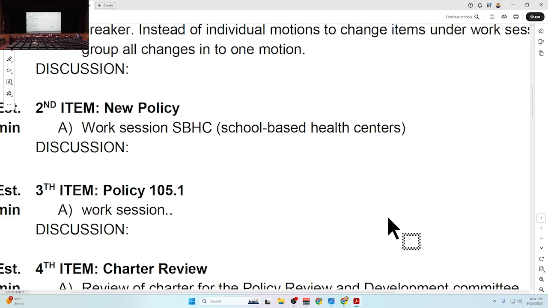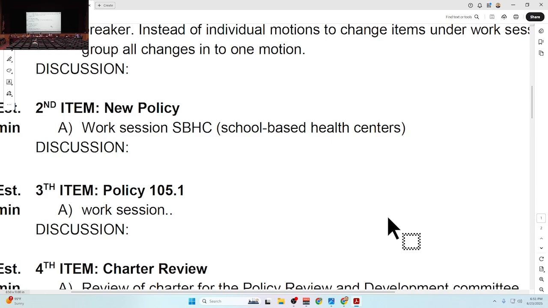So we're basically putting the dispensing of prescription medication in the hands of the nurse should the students need that at school. Correct, am I understanding that correctly? Which is how it is now. So prescription medications are dispensed by the nurse.